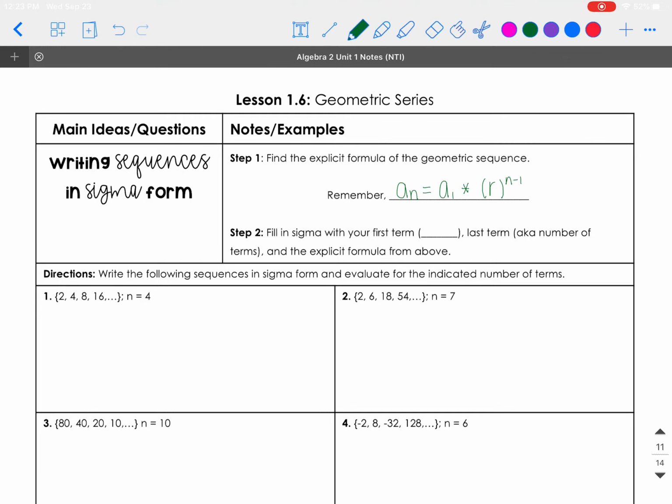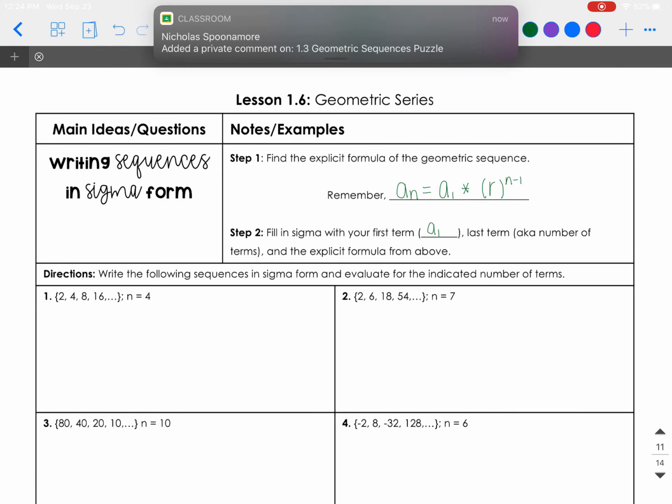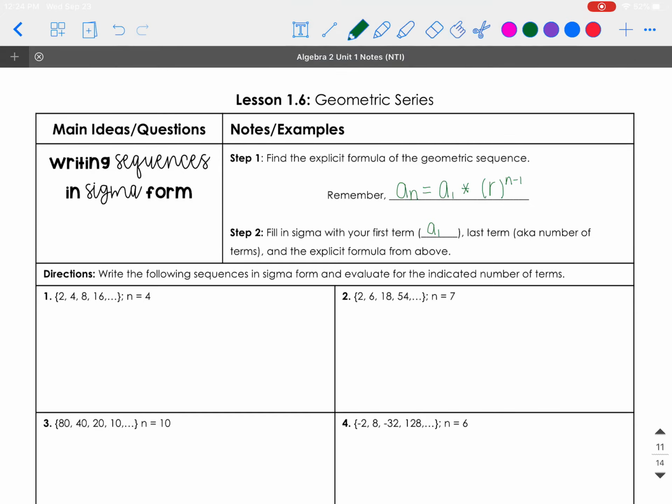So just like with an arithmetic series, one way we can solve these is with sigma. So we're going to have our first term, it'll say like x equals 1 or n equals 1 at the bottom. Above the sigma, you put the number, like your last term. If it says find the sum of the first 7 terms, you would put a 7 at the top, and then we write this explicit formula out to the side. So that is one way to do this.